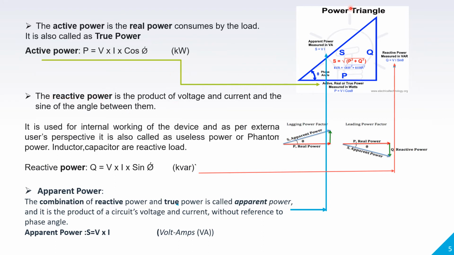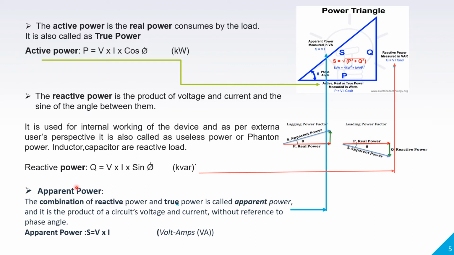It is a Q component, vertical component. So the reactive power is the product of voltage and current and the sine of the angle between them. As it is a vertical component, it is a sine component. So Q, that is reactive power, is equal to VI sin phi. Unit is volt ampere reactive or kilovolt ampere reactive. It is shown over here.